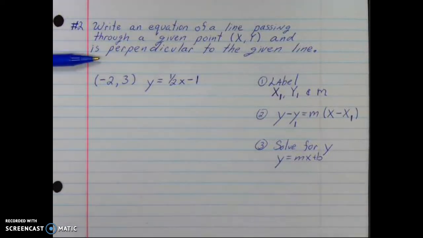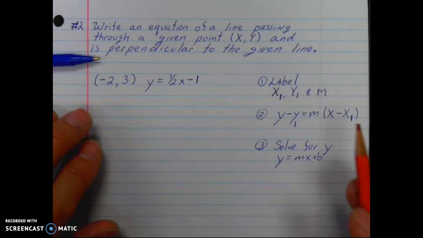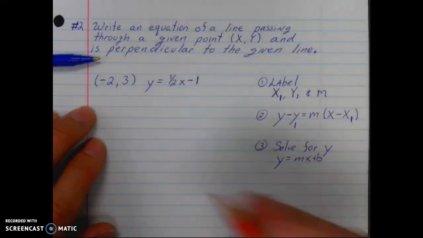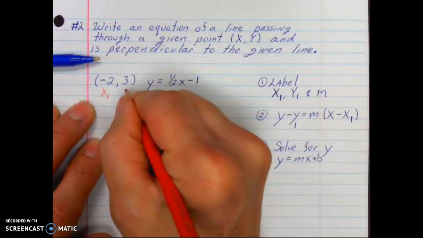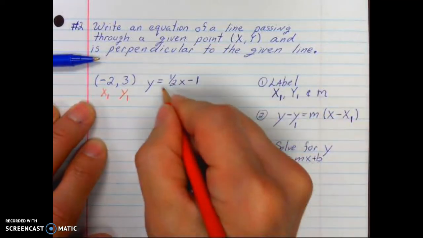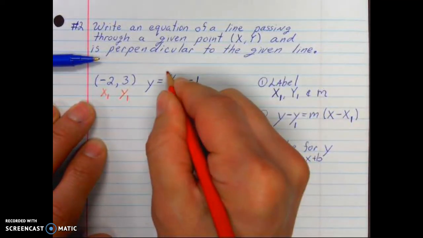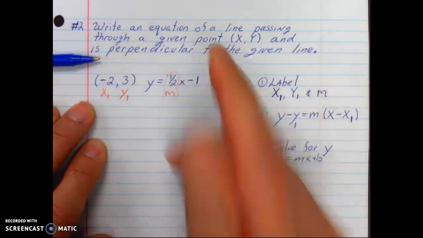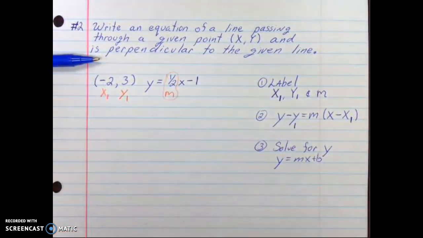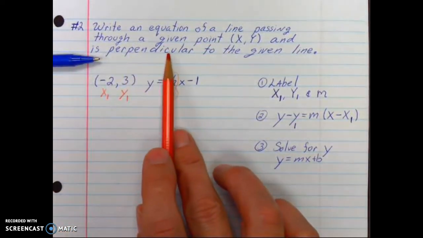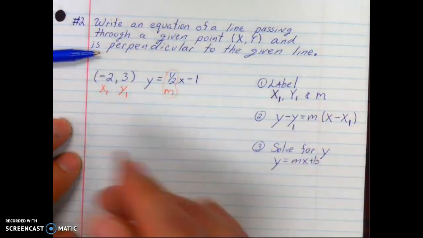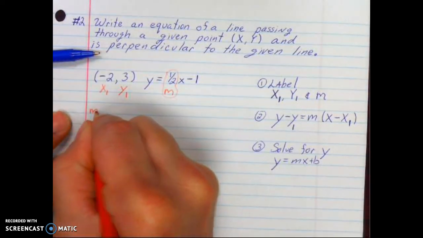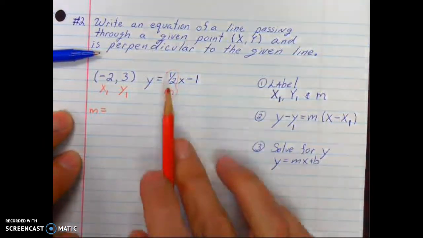All right, so let's go ahead and label. That's my step 1. So here's my x1, here's my y1, and this is my slope, this 1/2. But here's the one extra step. Under parallel lines, we just kept it the same. But this time we have to have perpendicular. So I need the opposite reciprocal. So this has one added step of showing me what is the opposite reciprocal.